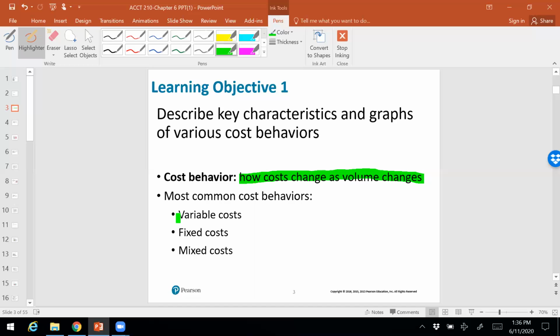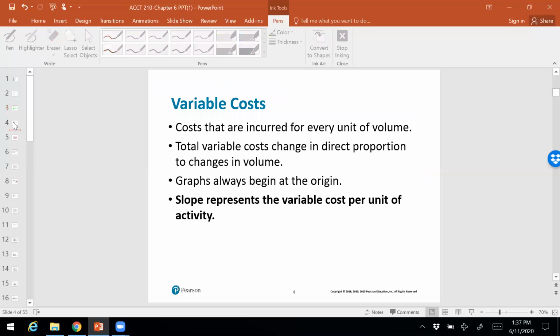We have 3 common cost behaviors, variable cost, fixed cost, and then if you mix those 2 together, it will be called a mixed cost. We touched this a little bit in chapter 2. I still remember that's the last part of chapter 2. So at that moment you had some general idea, and this chapter we will put more details there.